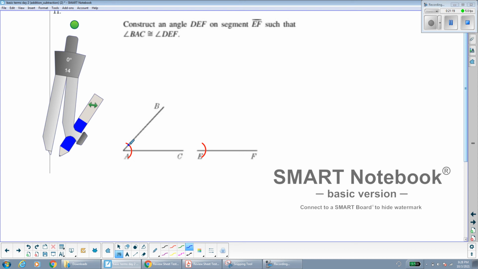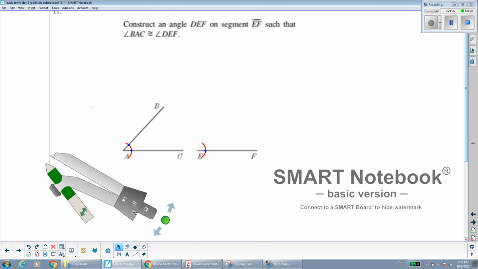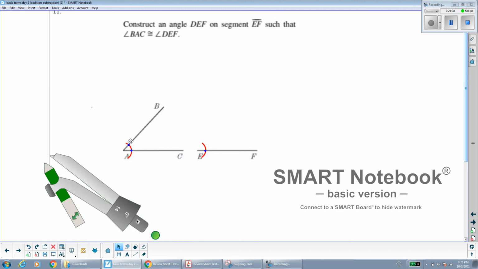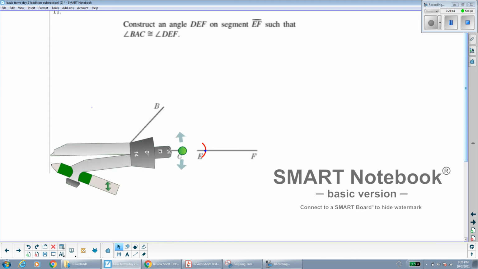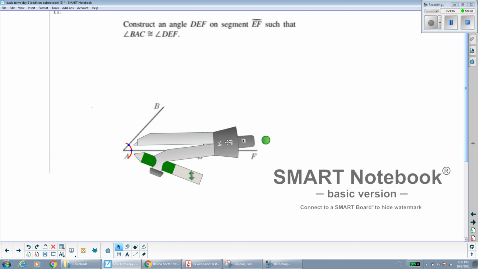So notice that we had two places where the reference arc hit the angle here, and we had one place where the reference arc hit the angle here. I'm just going to darken it just to make things a little bit easier to see as we go along. Next, I have to actually measure the angle. So what I'm going to do is measure from this top blue intersection point to this bottom blue intersection point.